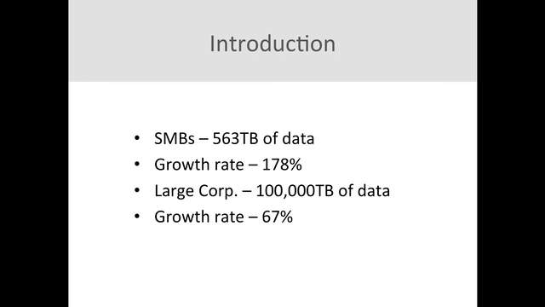And to break this down, we're going to give you an example of small to medium-sized businesses and large corporations. SMBs make up about 563 terabytes of data. They have an annual growth rate of 178%. Large corporations contain about 100,000 terabytes of data, and their annual growth rate is around 67%.